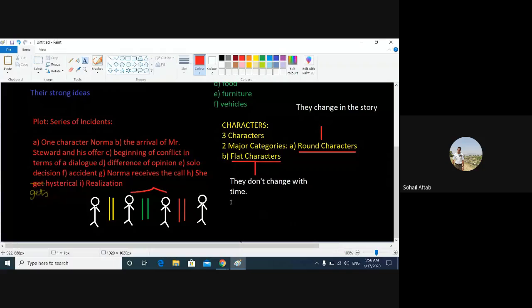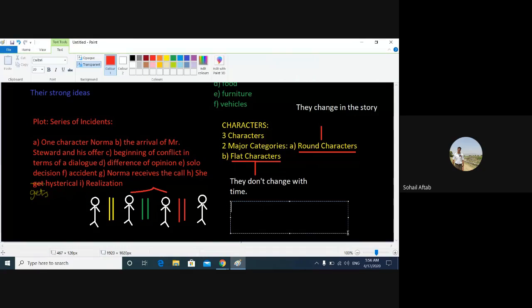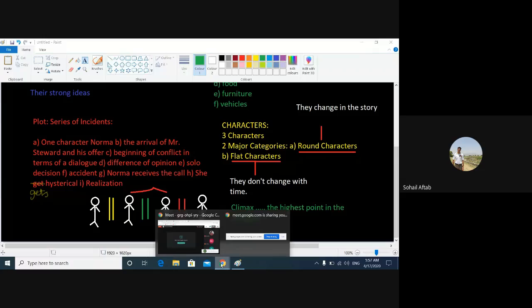Climax, in fact, is, let us take green now. Climax is, you can call it the highest point in the struggle, whether it is internal or external, no matter, the highest point in the struggle. Now, what is the highest point in the struggle?